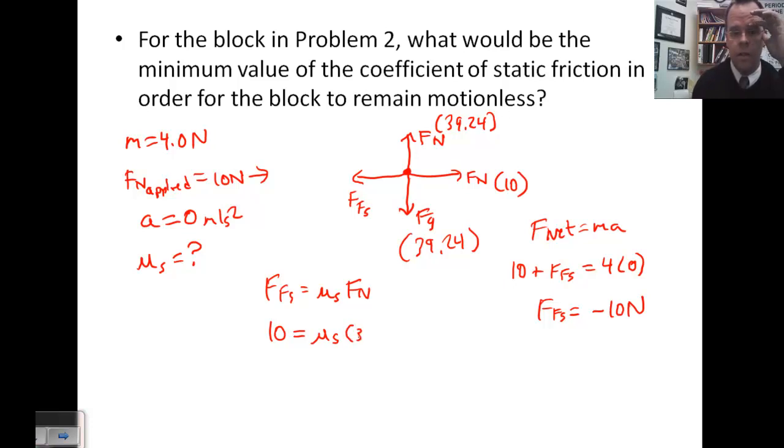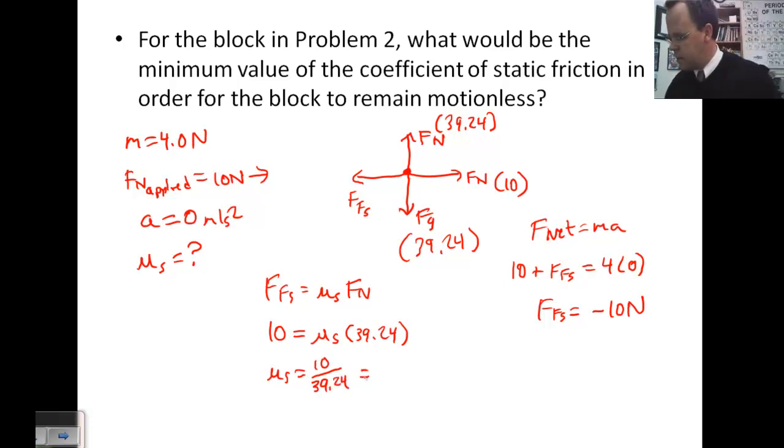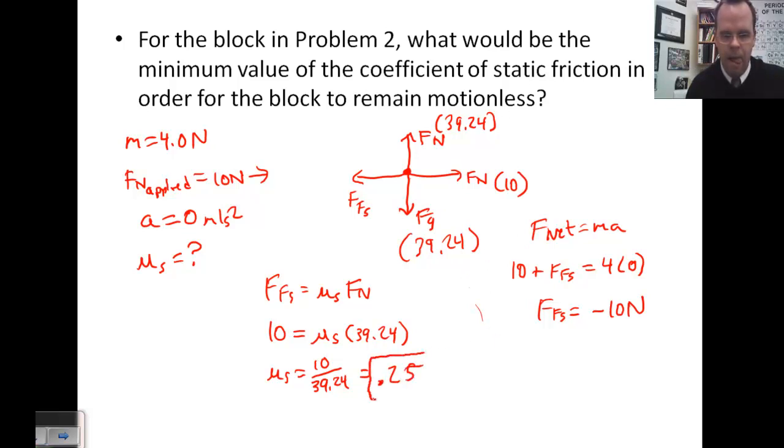And this normal force is 39.24. So the coefficient of static friction will be 10 divided by 39.24, which is 0.25 as the coefficient of friction. So a slightly larger value will now keep the object from moving.